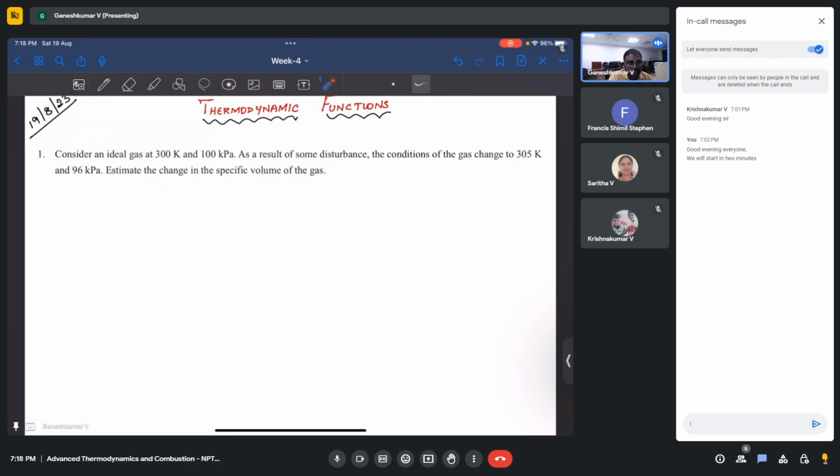Let's say there is some container and there is ideal gas filled in it with this condition, and there is some small disturbance happening to that, and because of that the temperature and pressure are changing. So we were asked to find the change in specific volume of the gas. So how can we find this?